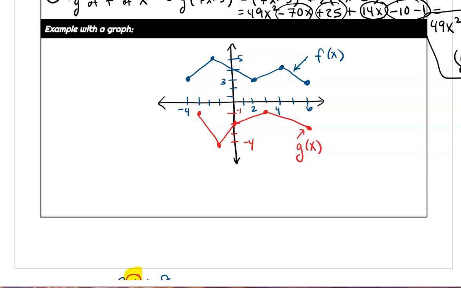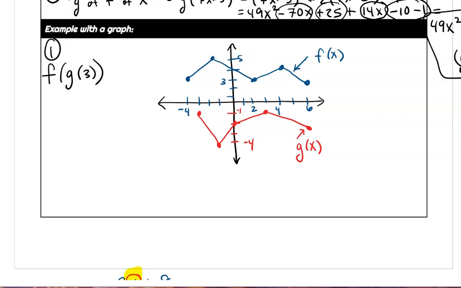So I wanted to show you how you would do something like, let's try one. Let's see if it even works. I don't even know. Let's do f of g of 3. Let's just see if we're able to read this on our graph.